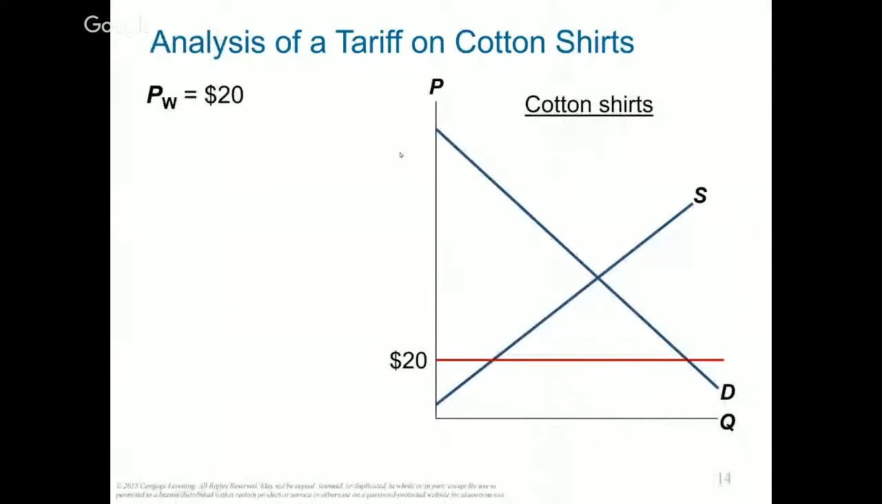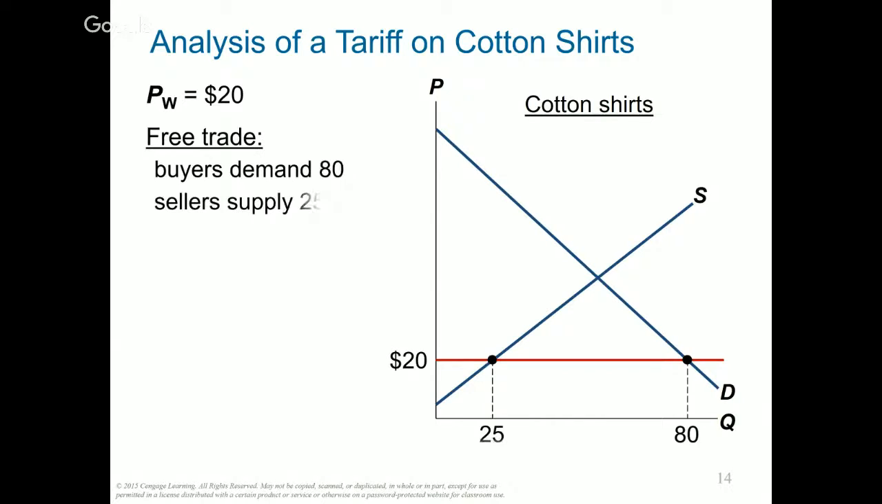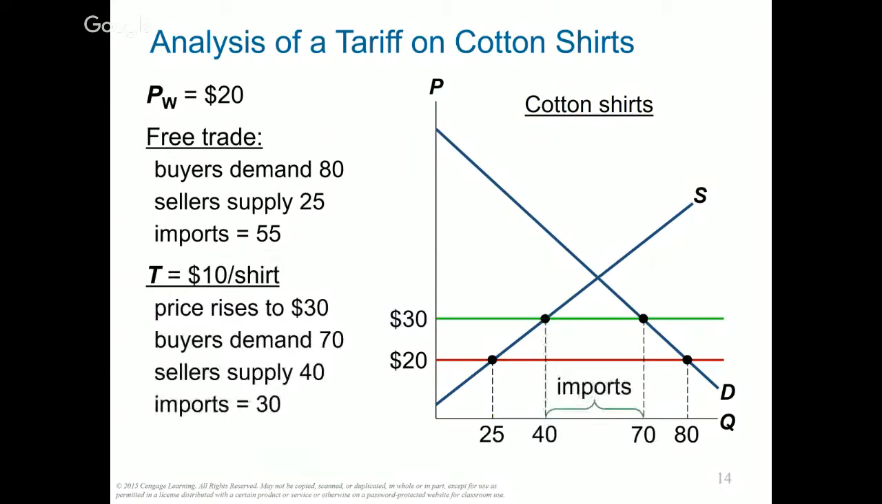So for this market, the world price is 20, which is below our equilibrium price. So for this market, they will choose to import a good. So choose to import. Now, a tariff increases the price for domestic buyers. So your world price is 20, and if you add a tariff of $10, then your new price becomes 30.